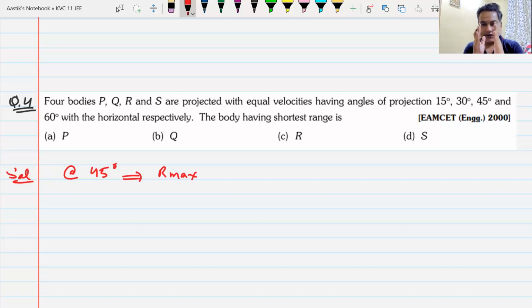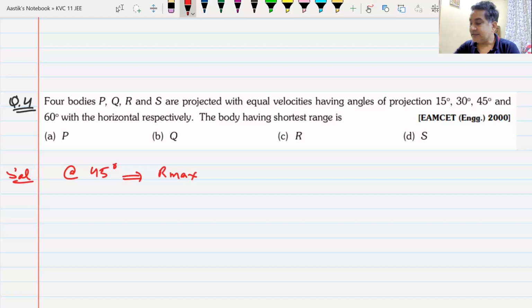As you go farther away from 45, whether you are going away from 45 in the higher range, 50, 55, 60, 65, or in the lower range, 35, 30, 10, 15, and so on, in both cases, the farther you go from 45 degrees, the less is the range. Do we understand this? So the angle which will have the least range will be the angle farthest away from 45. Now in this we have 15, 30, 45 and 60.